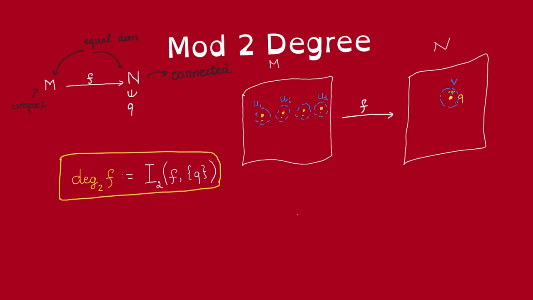Previously, we have defined mod 2 degree of a map between two manifolds of the same dimension. We also made a lot of fuss about it, but I promise you that wasn't all hype. We're gonna do some fun stuff now. We're gonna use this mod 2 degree to talk about existence of zeros.